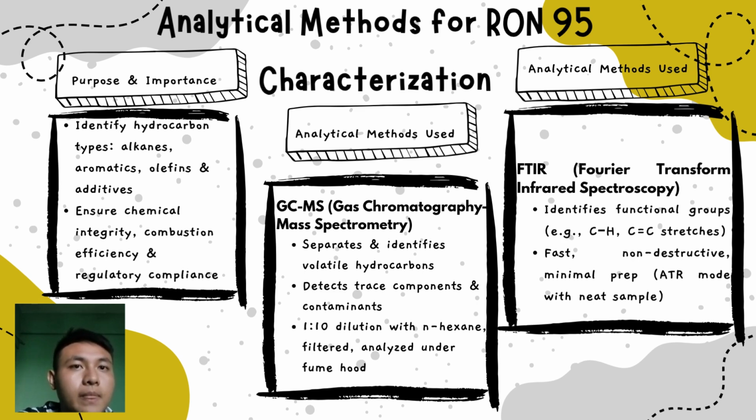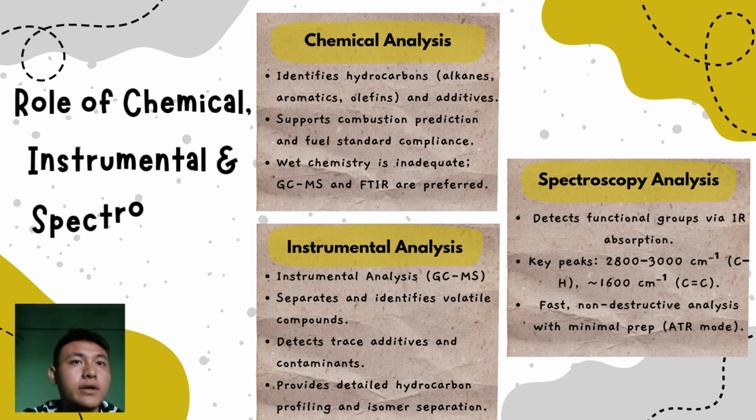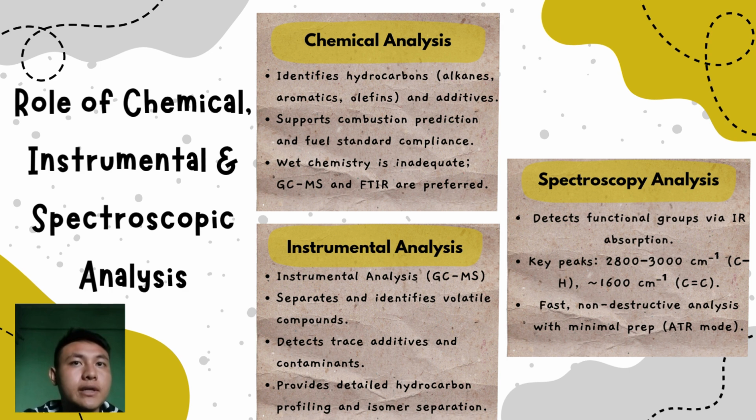FTIR, on the other hand, allowed us to directly scan the undiluted petrol using the ATR crystal. These techniques identify specific molecular bonds like carbon-hydrogen bonding in alkanes and carbon-carbon double bonds in aromatics. Together, these techniques provided both quantitative and structural insight into the fuel sample. Here, I've broken down the role of each analytical approach used in this study.